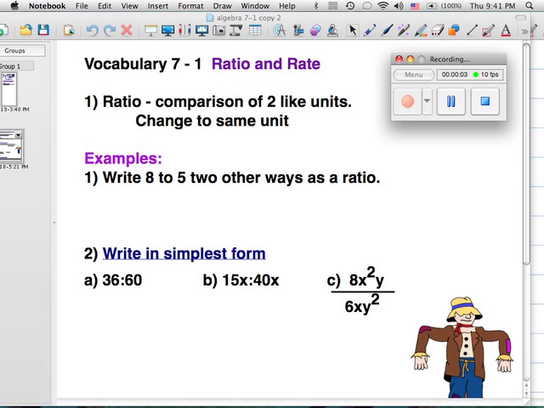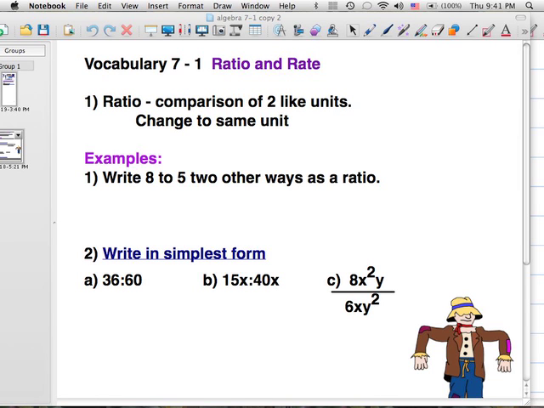We're on chapter 7, section 1. We're working with ratio and rate. Ratio is a comparison of two like units. If the units are not the same, then you need to make sure they are the same when you compare the ratios.